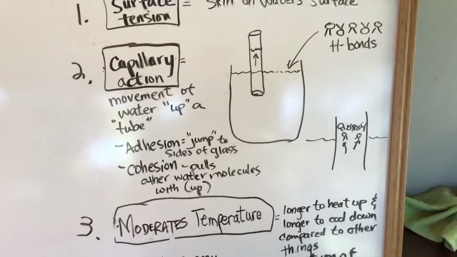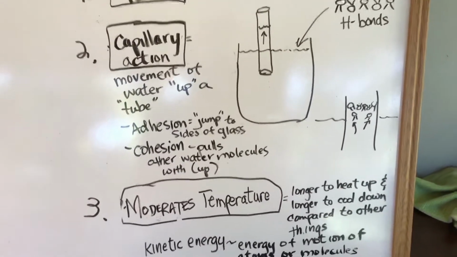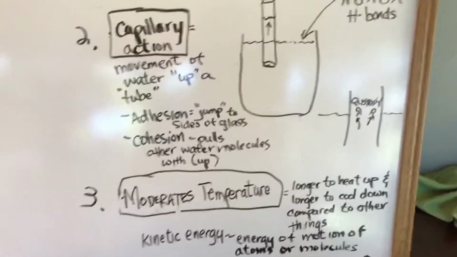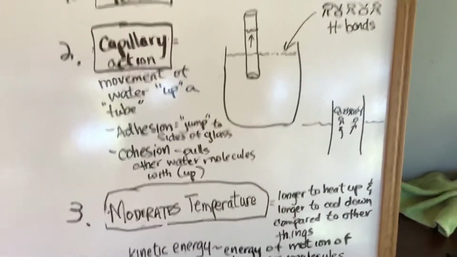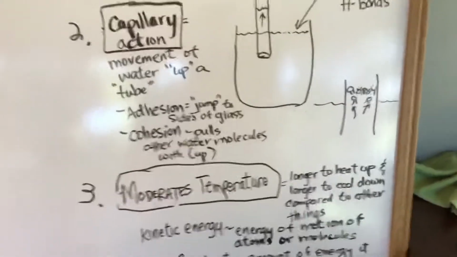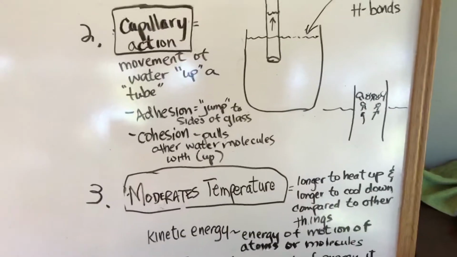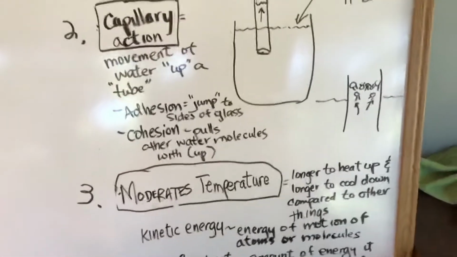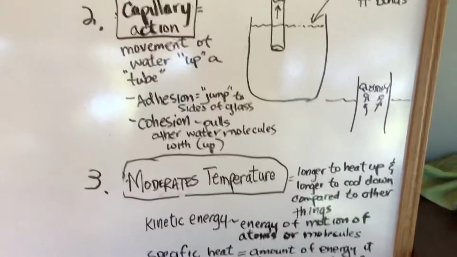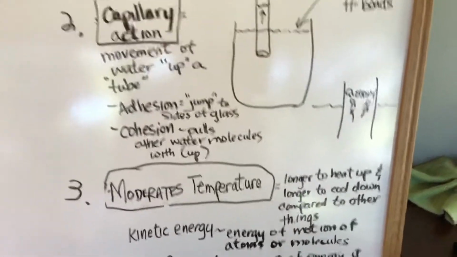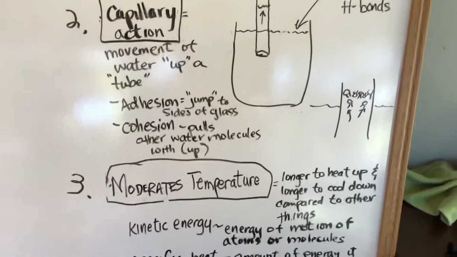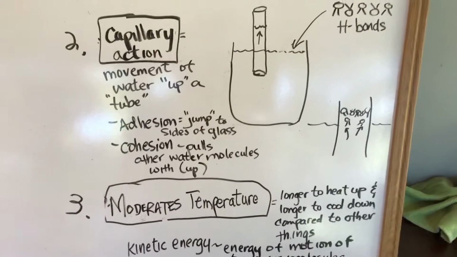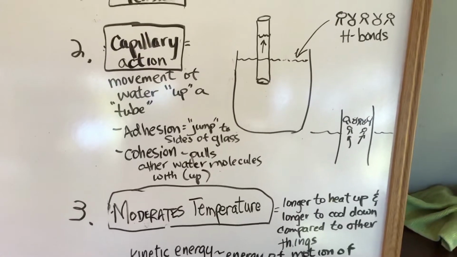Capillary action is literally the movement of water up a tube. And I have up in quotes because it doesn't have to be up. It just needs to be through a tubular type area, but it also doesn't have to be a tube. It can be just through, say, the spaces in a rock or in a root channel or something like that. So adhesion is the ability of water molecules to be attracted to something else. Or adhesion is just the ability of any substance to be attracted to another substance.